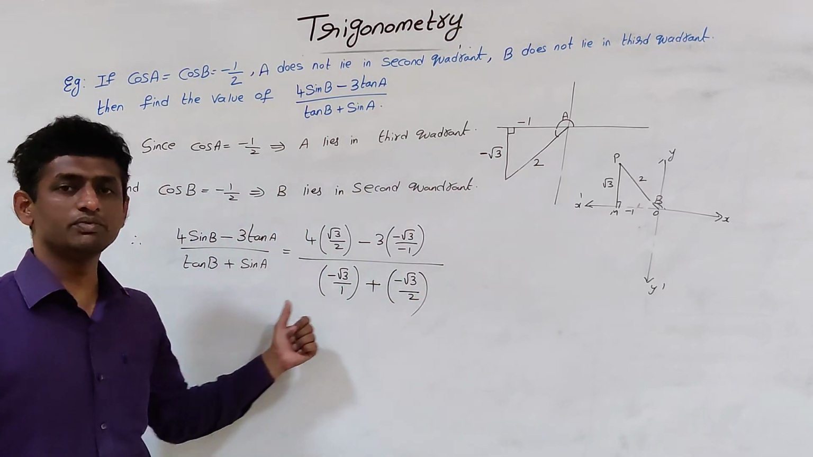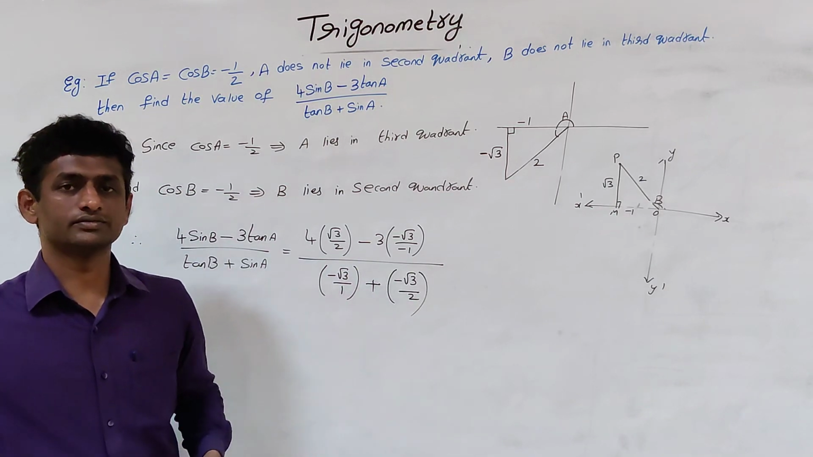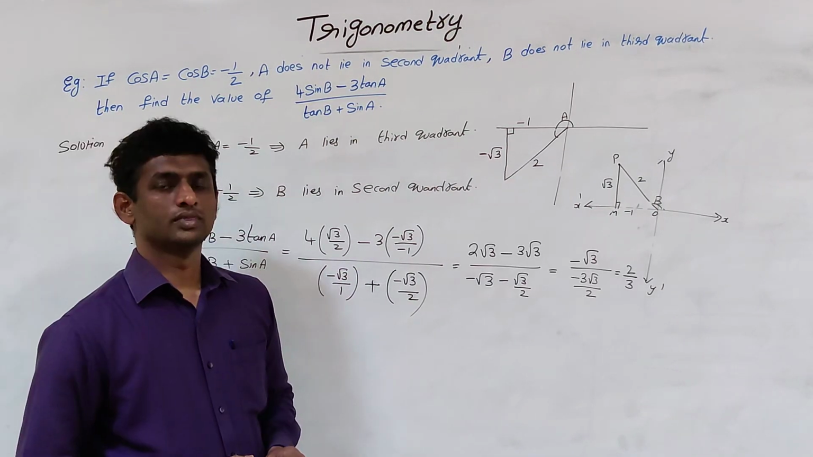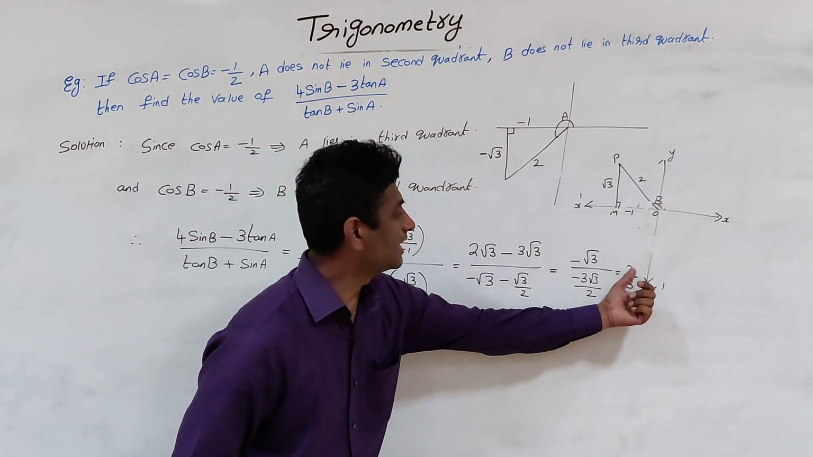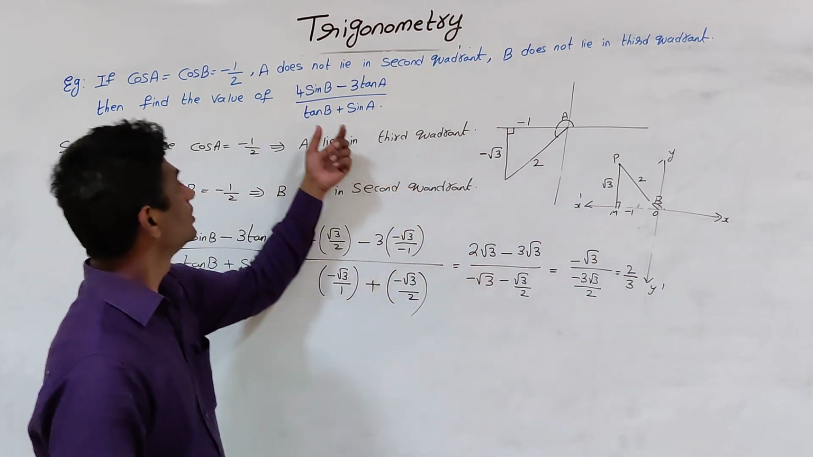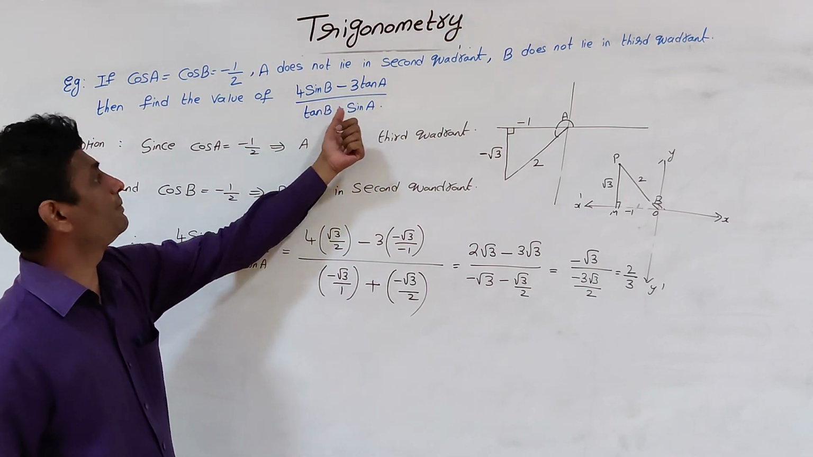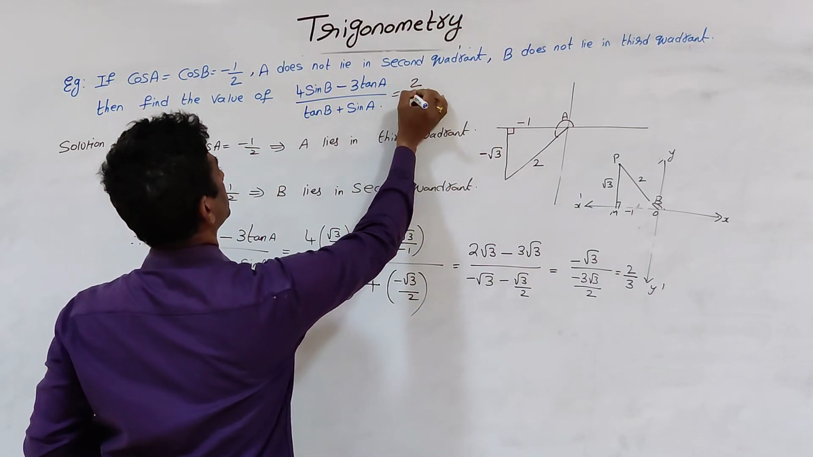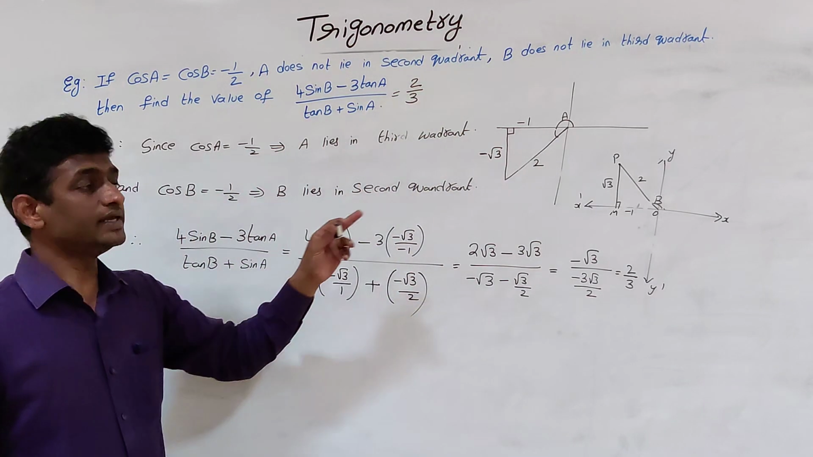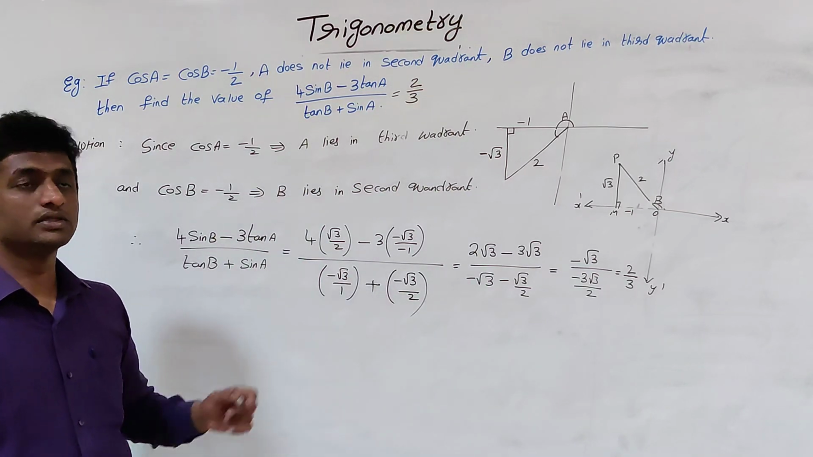So if you simplify the values, you will get the value as 2/3. So the value of 4 sin B minus 3 tan A by tan B plus sin A will be 2/3. That is, if A lies in the third quadrant and B lies in the second quadrant, then the value will be 2/3.